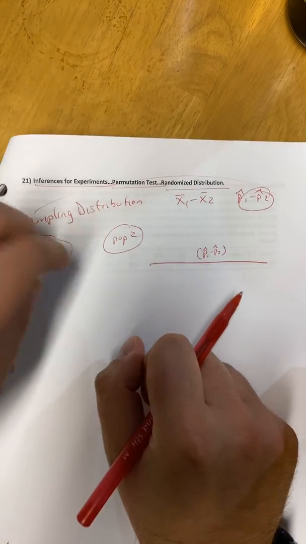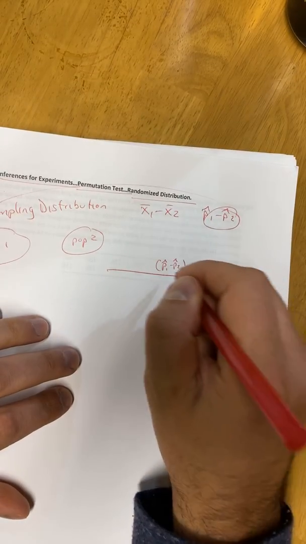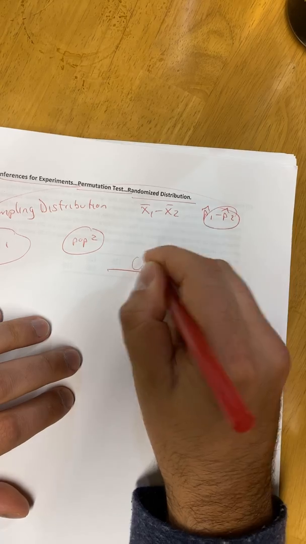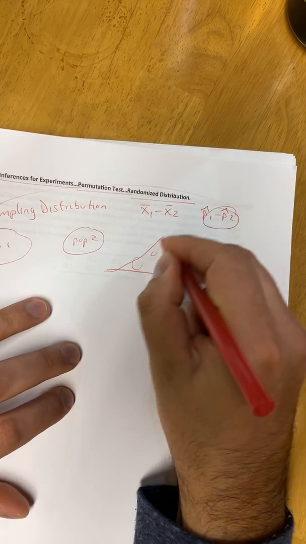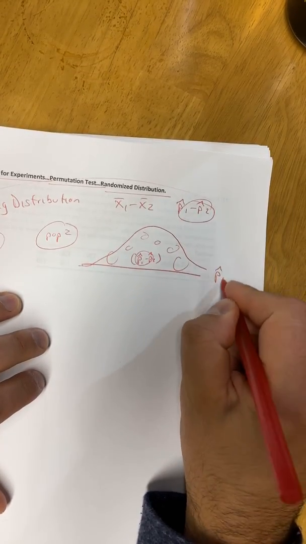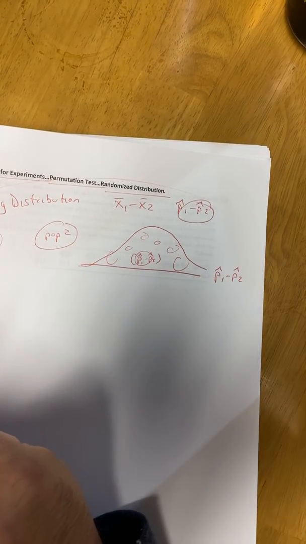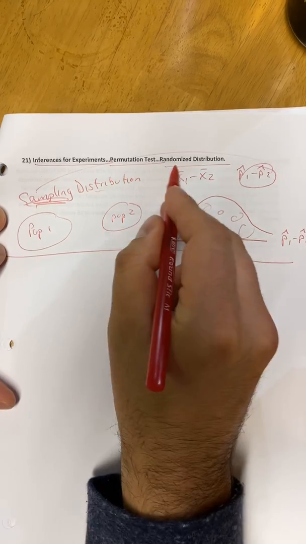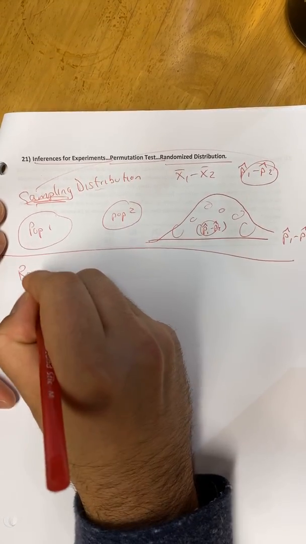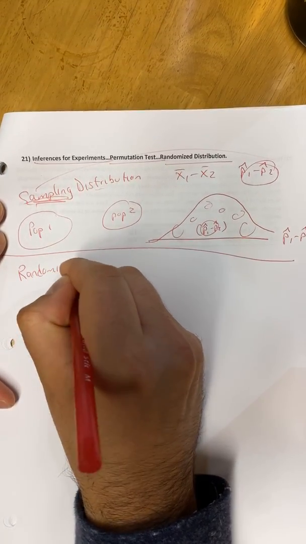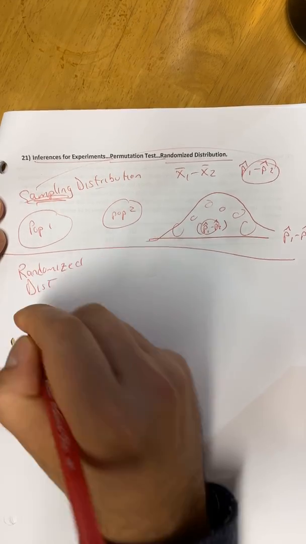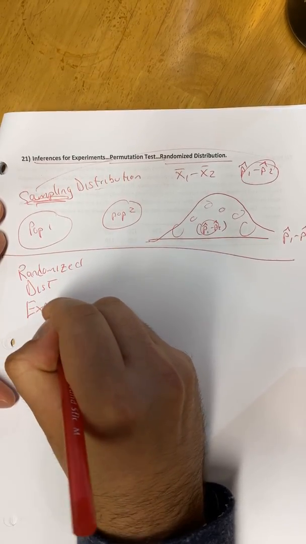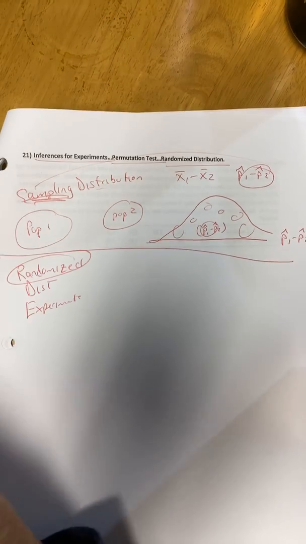So we do it again. Take a sample, find the proportion, take another sample, find the proportion, subtract it, plot it. Now they don't have to be the same size, but then we get some value. We find billions of these, and it makes a sampling distribution for p hat 1 minus p hat 2. Sampling distribution. A randomized distribution involves experiments. Thus the word randomized.